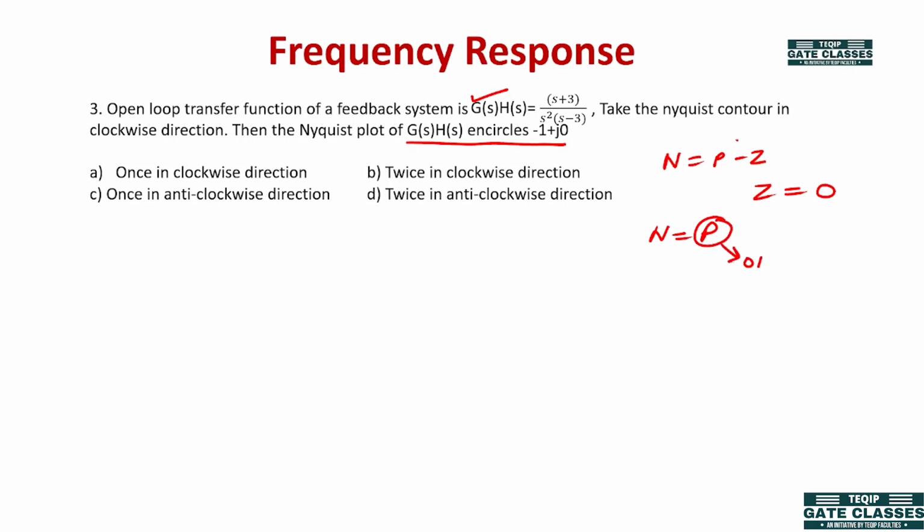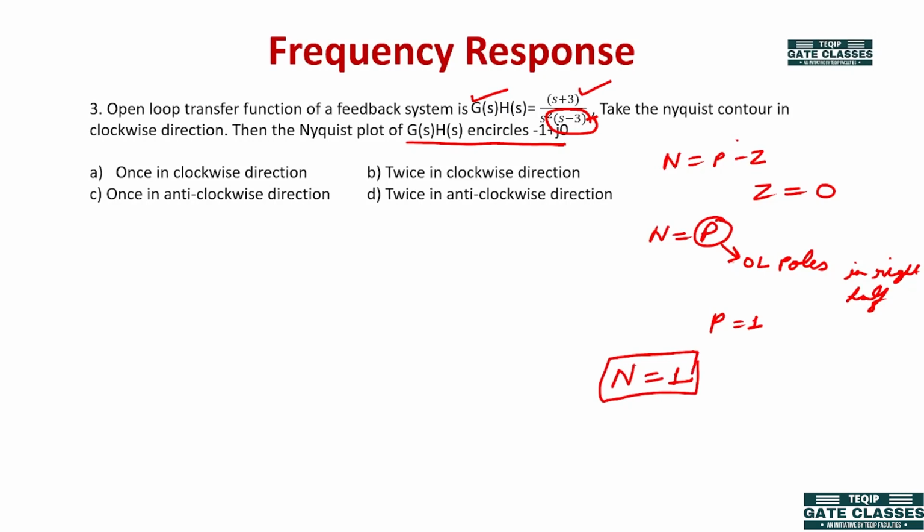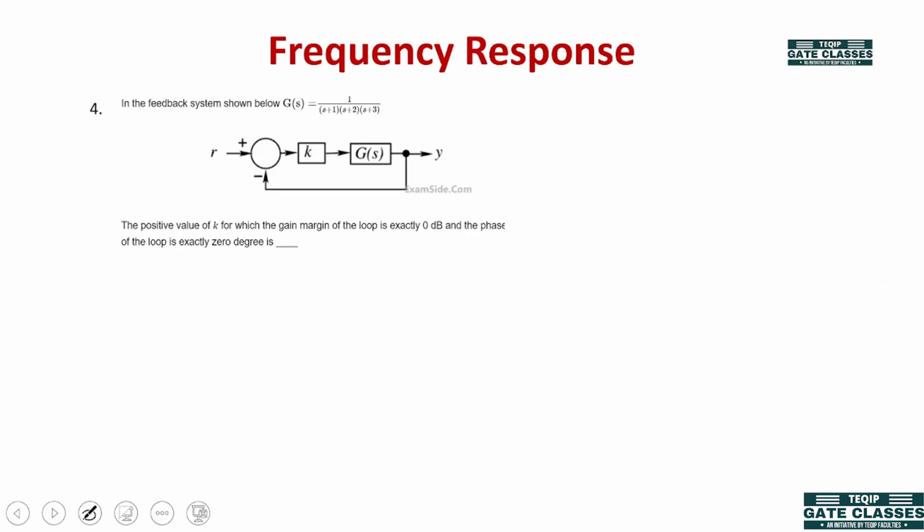open loop poles in the right half of the s plane. So if we analyze this open loop transfer function, there exists one pole in the right half. So we have P is equal to 1. So here, using the Nyquist stability criterion, N should be equal to 1, where N is the total encirclements. So our answer to this question is once in clockwise direction. Okay, so let's move on to the next question.